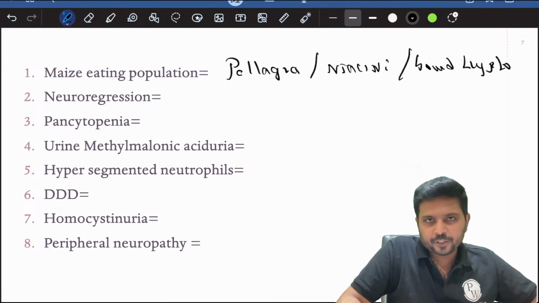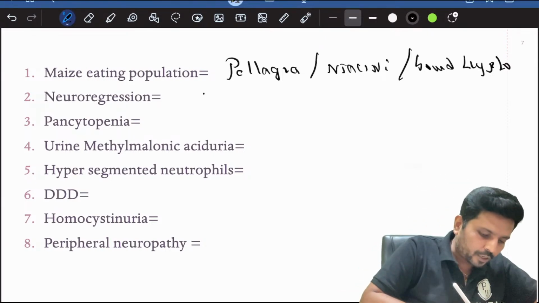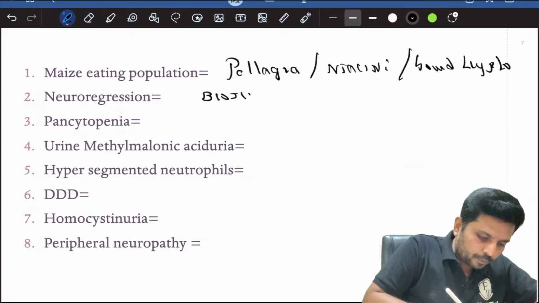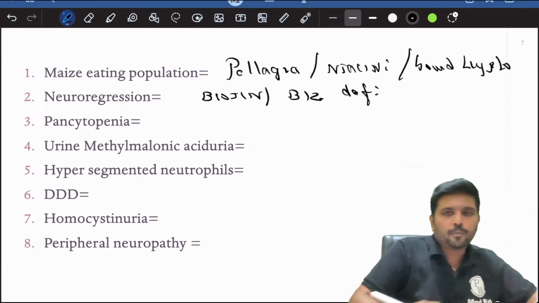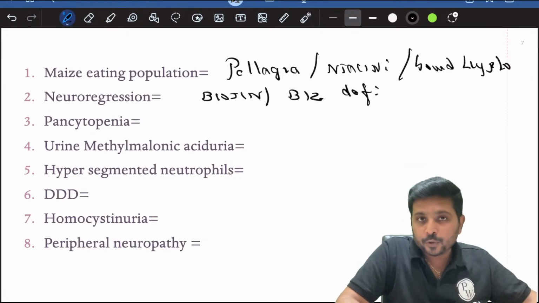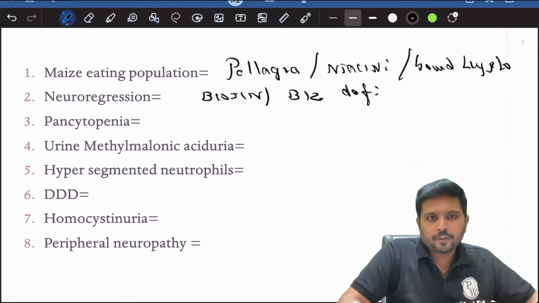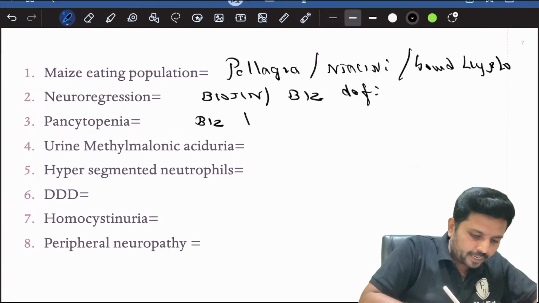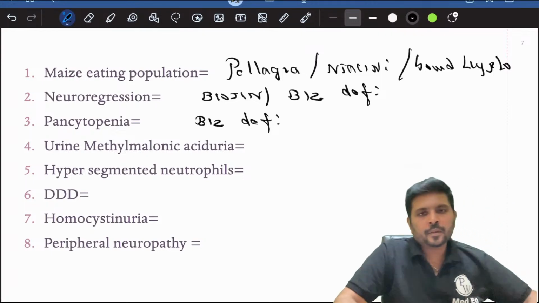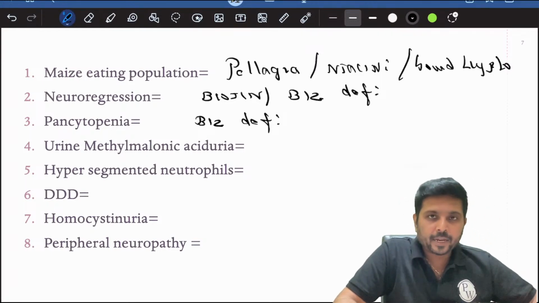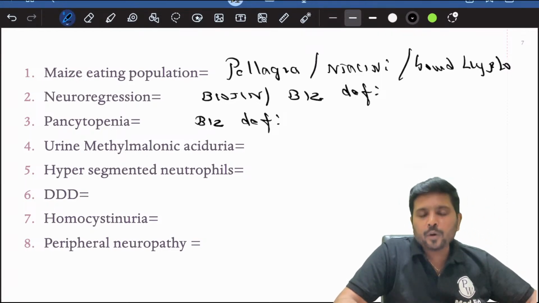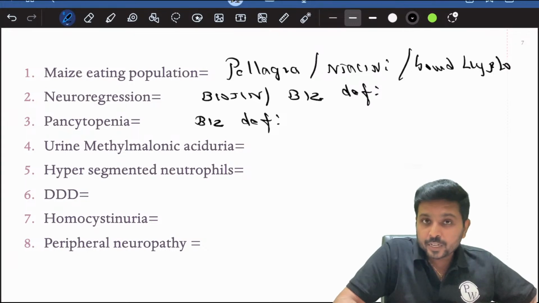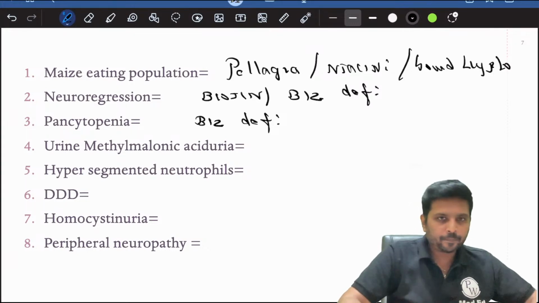Neuroregression. Vitamin deficiency associated with neuroregression: two things. One is biotin, another is B12 deficiency. Both of them are associated with neuroregression. Vitamin deficiency associated with pancytopenia: again B12 deficiency. Not only macrocytic anemia, but also because of poor DNA maturation, it is associated with pancytopenia.